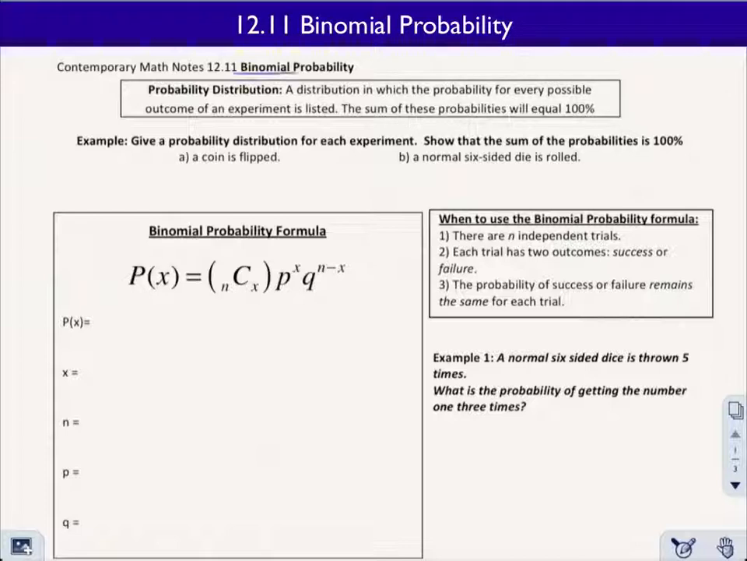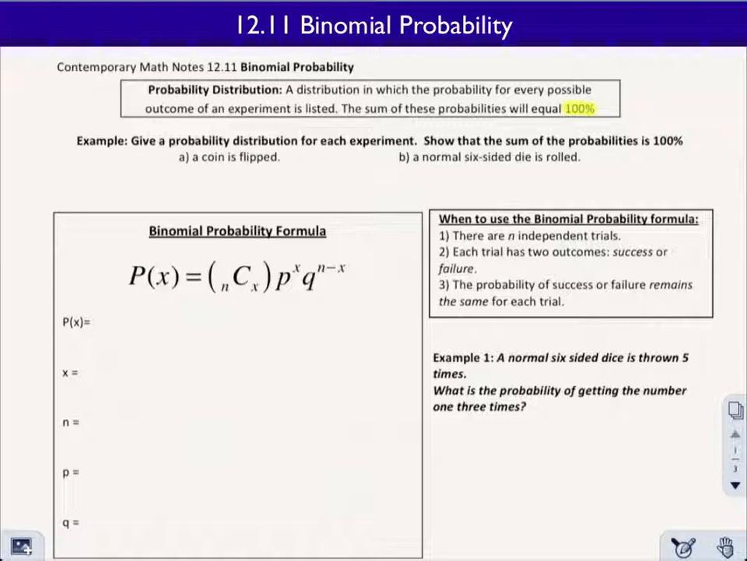Today we're going to be talking about binomial probability. We're going to start by discussing something called a probability distribution. A probability distribution is a distribution in which the probability of every possible outcome of an experiment is listed. And the sum of all these probabilities will always equal 100%. So let's go ahead and find the probability distribution for each experiment and show that the sum is 100%.